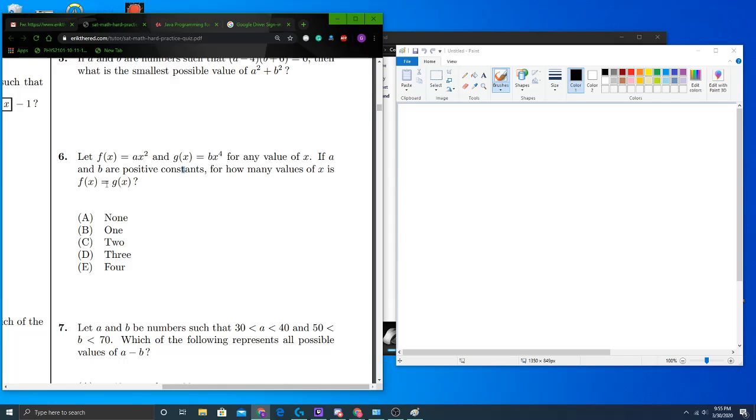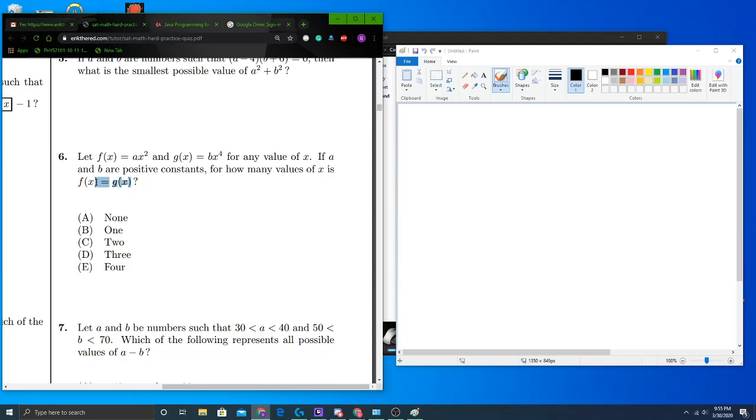Let f of x is equal to ax squared and g of x is equal to bx to the 4th for any value of x. If a and b are positive constants, for how many values of x is f of x equal to g of x?